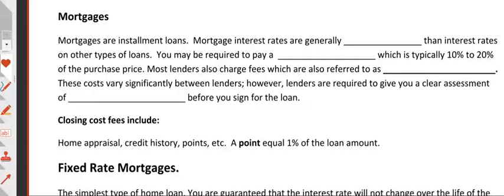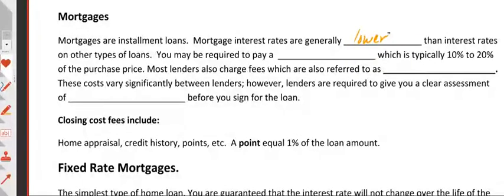Now let's look at mortgages. Mortgages are indeed installment loans because they are equal monthly payments every month for a certain amount of years for that loan term. Mortgage interest rates are usually lower than interest rates on other types of loan.